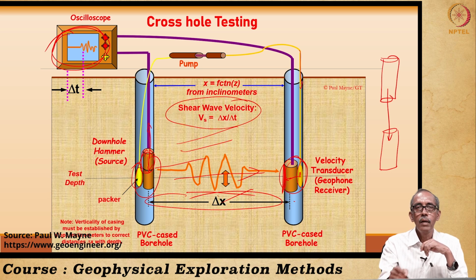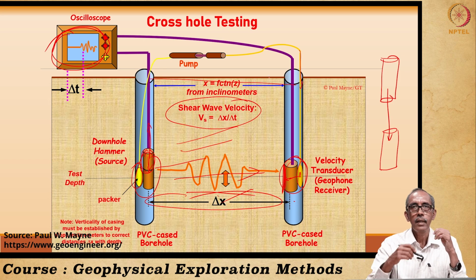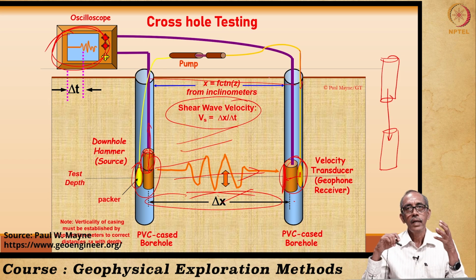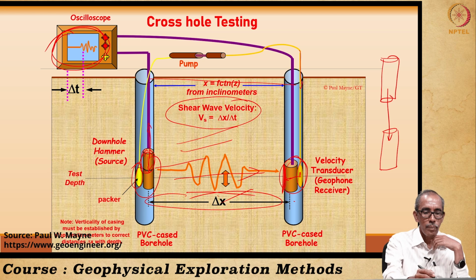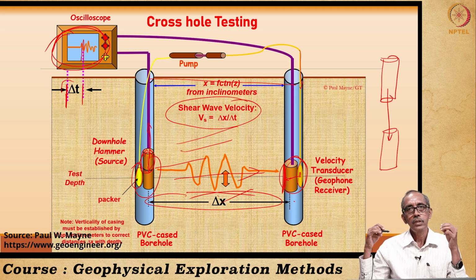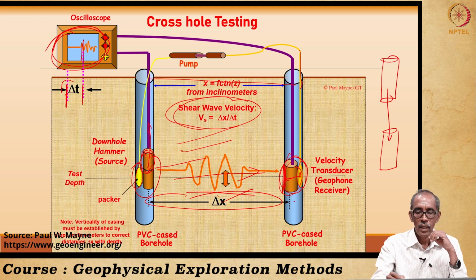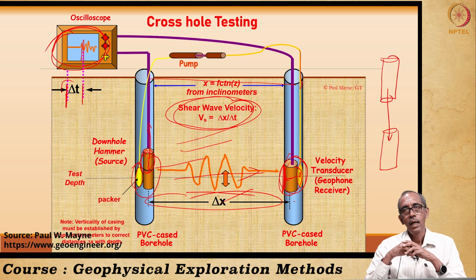So we will know, because we know the distance between the 2 holes, right, and we have the arrival time also. That means this is the time at which it was energized. This is the time at which we received the first major signal. So using this, we can determine the time of arrival at this particular location. We know the distance, so we can determine the shear wave velocity.